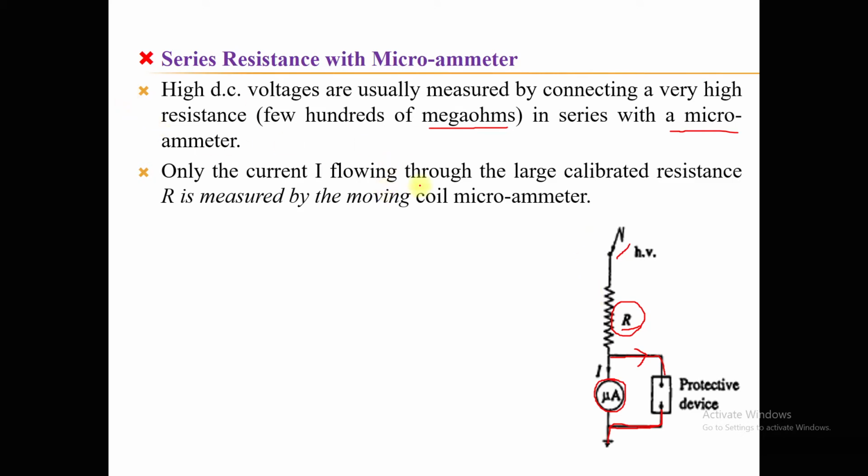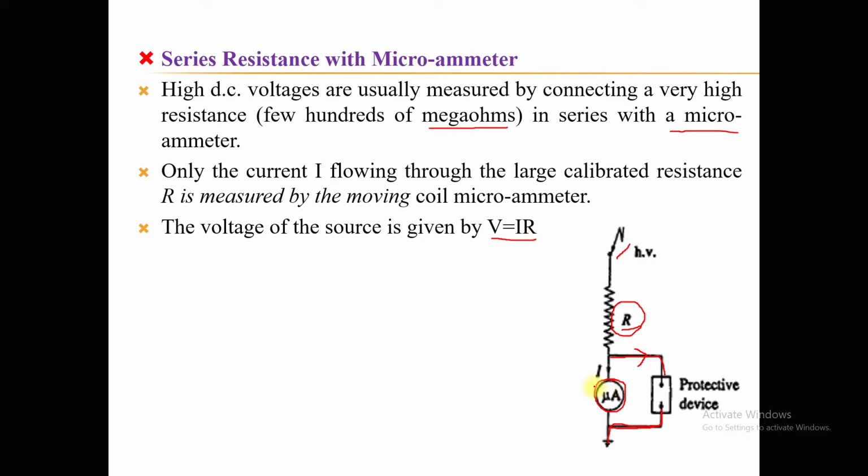Okay, so only the current flowing through this large calibrated resistance is measured by this moving coil microammeter. Normally this resistance is made up by connecting small resistors in series. Ideally you cannot have a single resistance element of a larger magnitude, so it is designed by connecting elements in series to obtain a high megaohm resistance. So voltage can be determined by applying simple Ohm's law, V is equal to I into R.